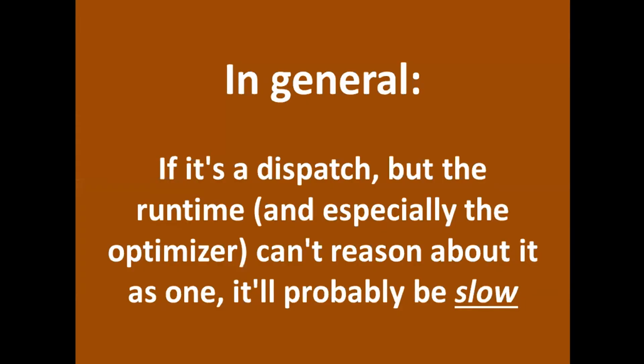And the sort of rule here is that if you have something that's a dispatch, and the runtime, the virtual machine, and especially its optimizer, doesn't really understand it as a dispatch, it's probably going to be really slow. And you might say, why is that? And really, it's because there's a lot of costs that are there, but they're not immediately obvious.